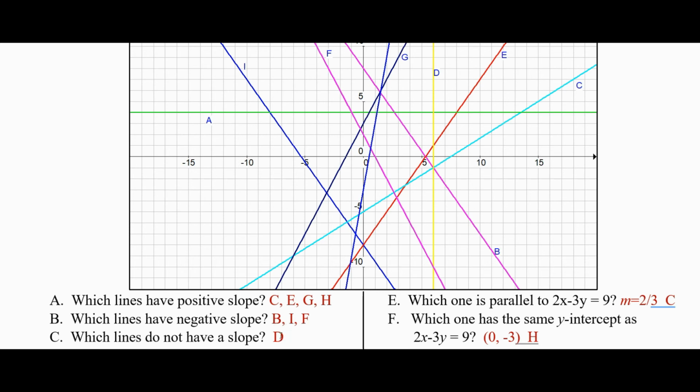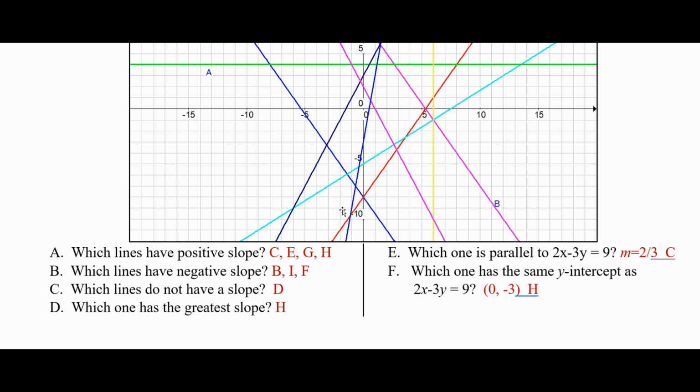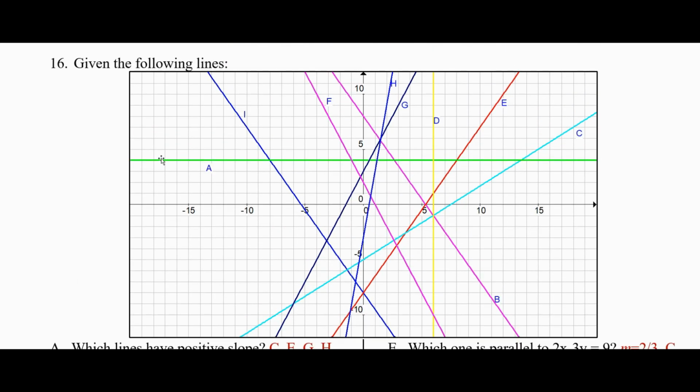Which one doesn't even have a slope at all? Slope is undefined. Slope does not exist. That's a vertical line, D. Which ones have a 0 slope? Didn't ask that, but that is A. Notice a 0 is a legitimate number. A does have a slope, it's 0. D doesn't even have a slope at all.